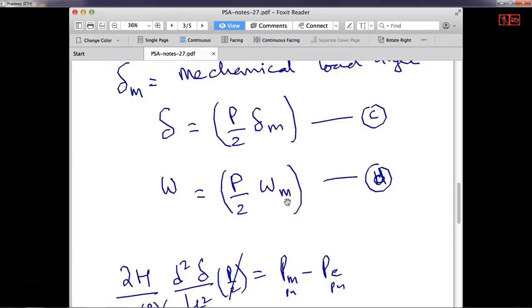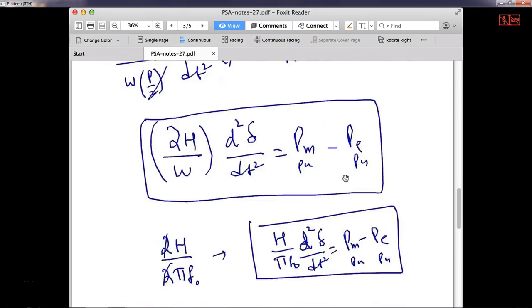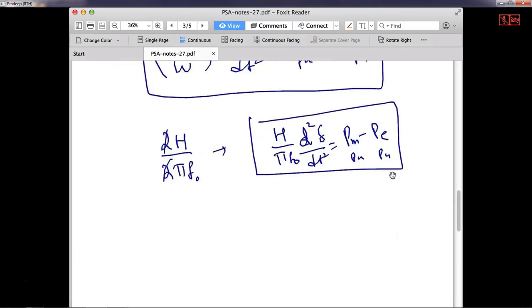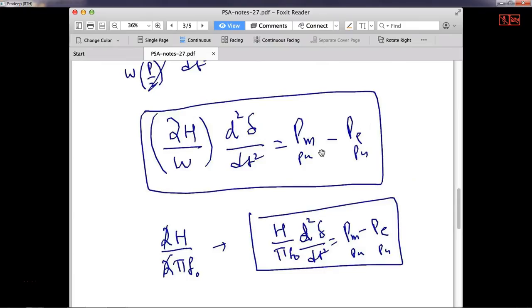If I substitute these two, the two P by 2s will cancel each other, and finally I get this equation. That is 2H by omega into the second derivative of electrical delta is Pm minus Pe per unit. This is where we stopped the derivation yesterday. This is the final swing equation, so we are going to refer to this equation today. We are going to work on this swing equation.